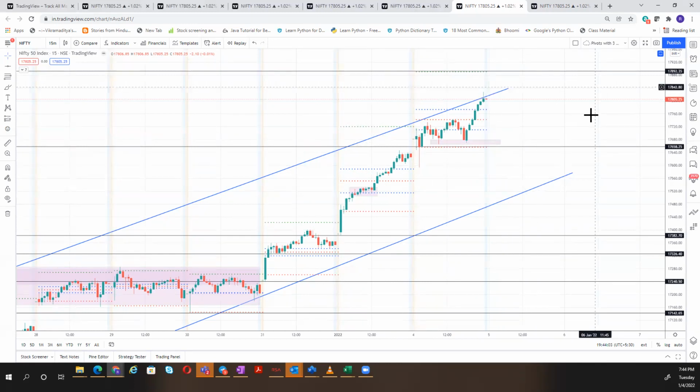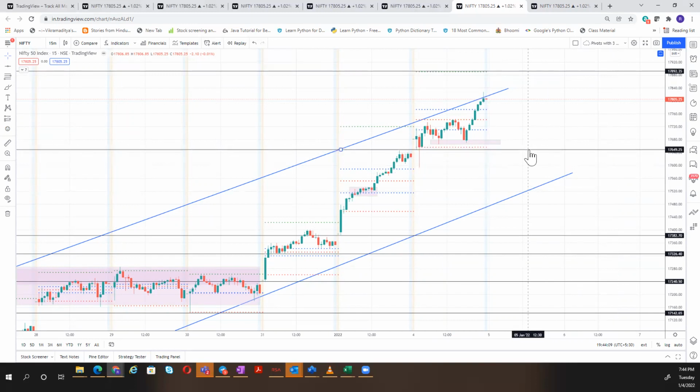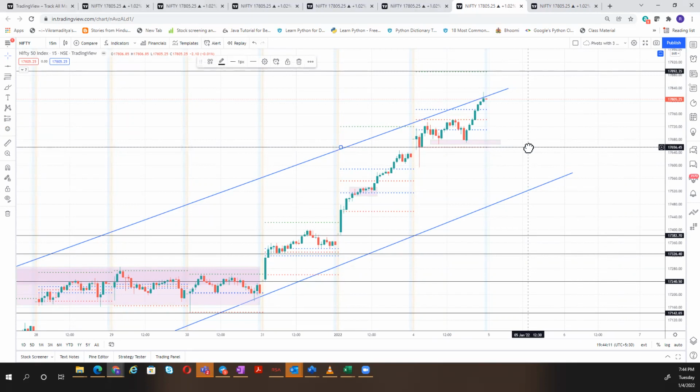So R1 is 17,892, S1 is 17,658. What if tomorrow S1 is broken? So S1 in an uptrend, always consider S1 a good buying area. Central CPR and S1 is a good buying area.